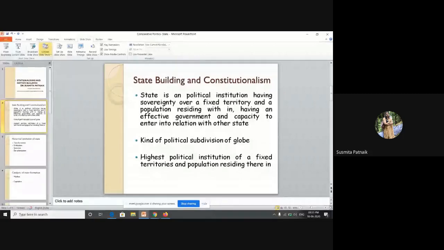You are students of comparative politics, so you should compare and write down the different constitutional practices followed by different countries. In today's class, we completed state building, nation building, and also constitutionalism, which are very important topics in comparative politics.